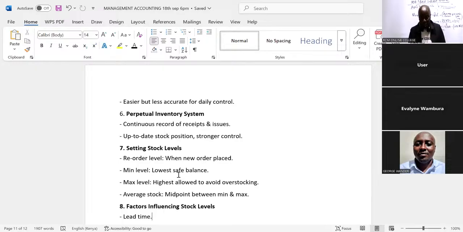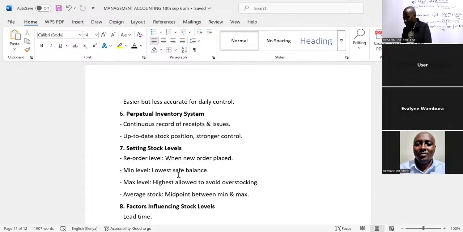Once you have reached there, remember most suppliers keep on cheating us. They'll tell us in this case that I'm going to deliver my supplies today at 4 p.m. At 4 p.m., you try calling them and they don't pick. So once you have hit the danger level, now we must even think of other alternatives. For example, calling in a different supplier, or if you are shipping these goods from China, we can even consider air freight early, because now we have hit the very lowest, the floor. So whenever we talk of minimum level, we are calling it the lowest safe balance.